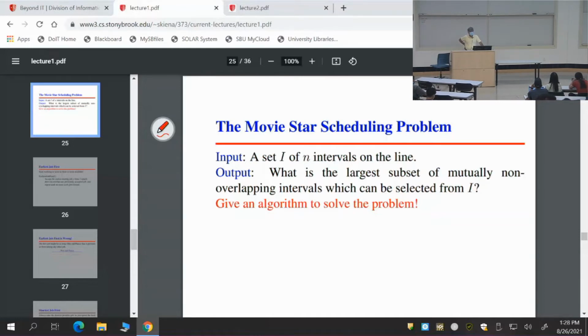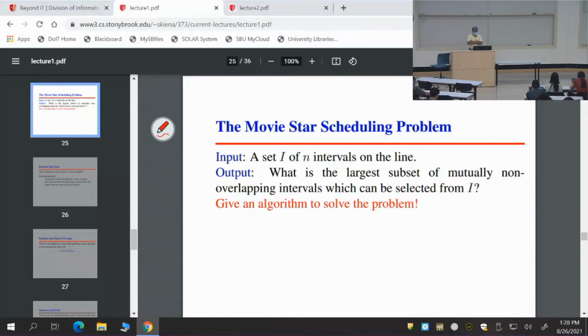You could imagine you are the agent of a particular movie star. Maybe you work for Brad Pitt, maybe you work for Scarlett Johansson, who knows. They are being offered a total of N jobs. Each job has a start date and an end date when they are needed for filming. And they are paid the same amount for each job, okay? So their goal is to do the most number of jobs, make the most number of films that they can. But they can't be in two places, even if you are an Avenger, I guess. You can't be in two places at the same time, okay?